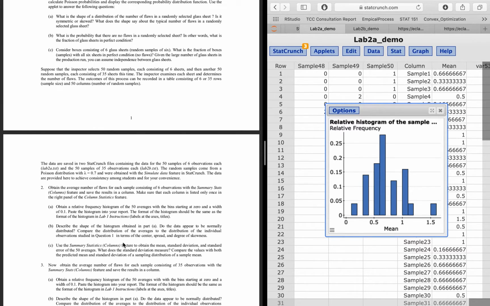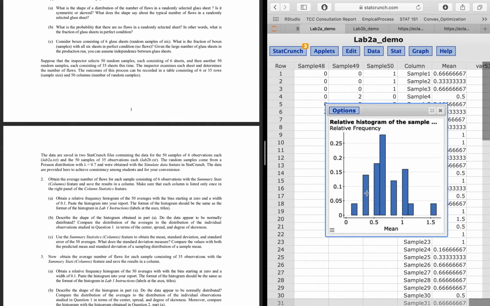So it's asking what's the shape, is it normal? I would say it's quite close to normal, but not exactly, because it's still a little bit right skewed. We have this here, and you can see it sort of like this. So it's slightly right skewed, I would say. And it asks you to compare this to the individual observation in question 1 in terms of center, spread, and degree of skewness.